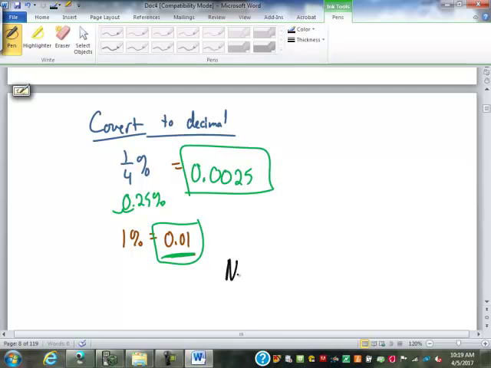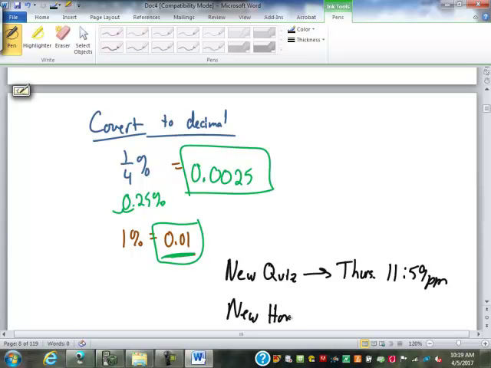There is a new quiz that is due tomorrow. That's Thursday, 11:59 p.m. And there is a new homework. It'll be due on Monday. And remember, we do have test 3 coming up. Next week, Thursday, is test 3. We haven't decided yet whether we're going to do it Thursday. We might push it up to Wednesday. We'll see how things go in the next couple of classes. It is coming up.